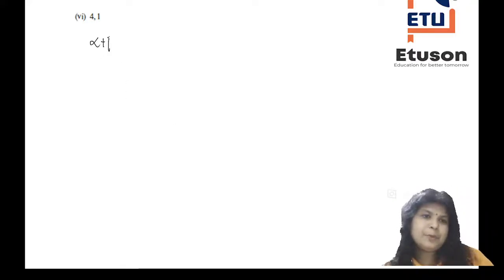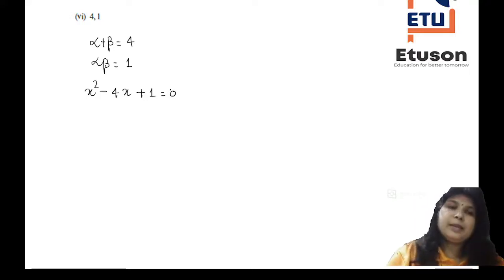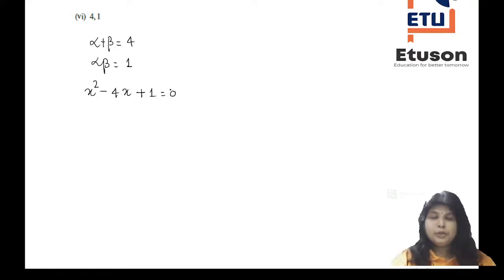Now let us go to the next problem. Here, alpha plus beta is equal to 4. Alpha into beta is equal to 1. So, what will the polynomial be then? x square minus 4x plus 1 is equal to 0. Okay, children? I hope you have understood how to do it. Please solve the rest of the problems on your own, and in case of a doubt, please come back to me, because practice makes a man perfect. If you do more and more problems, your concept will be more clear.